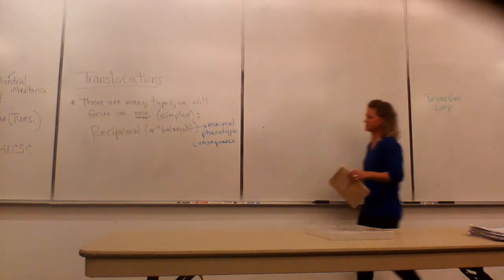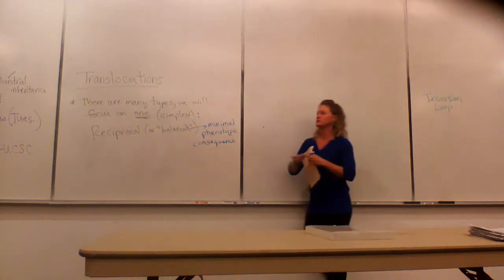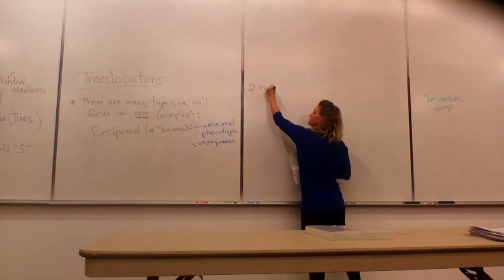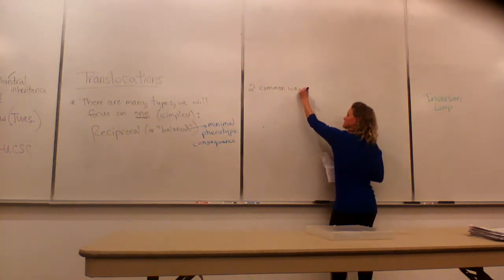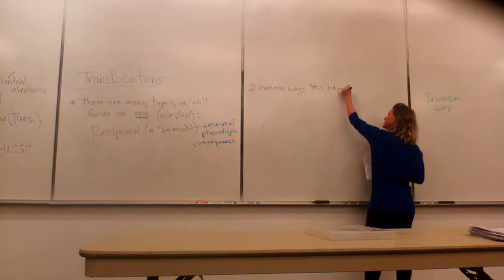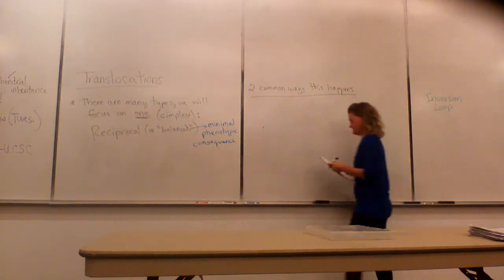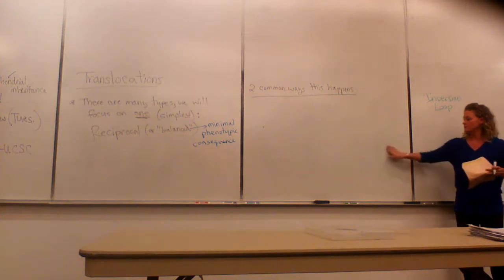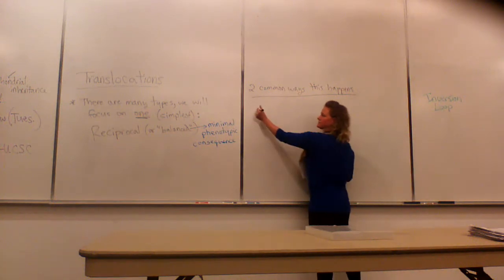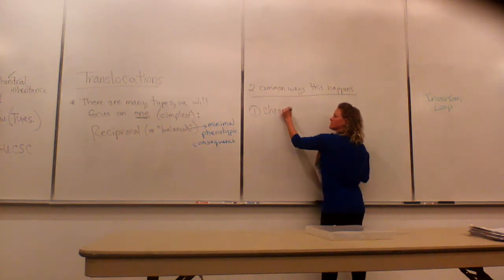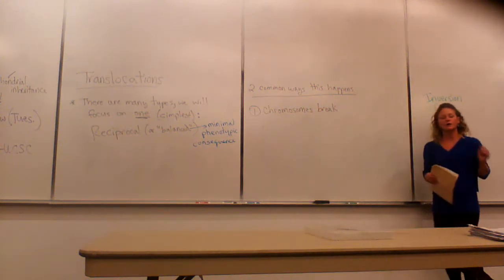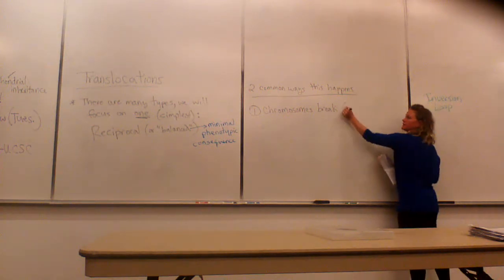There are two ways, or two common ways, that we can end up with a reciprocal translocation. One of the ways, and this is really common in cancer cells, is when chromosomes break, and they're non-homologous, so it's two different chromosomes, right?